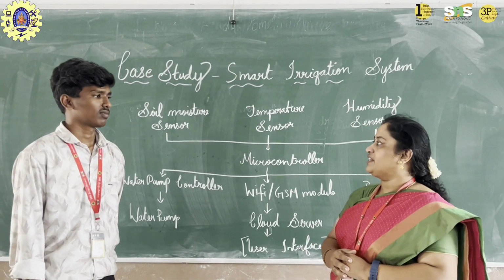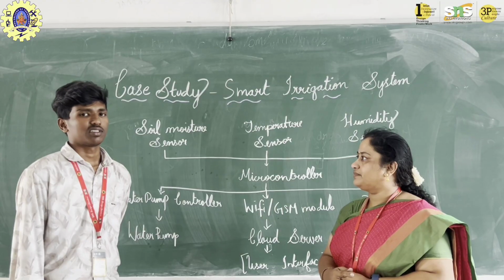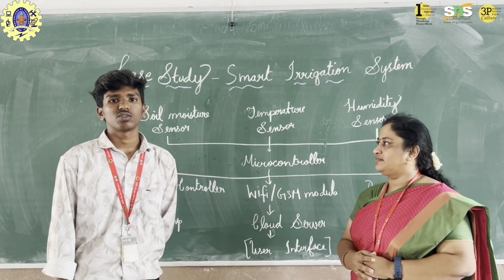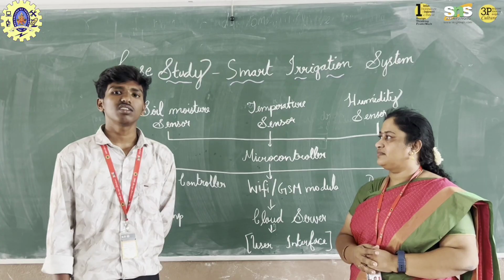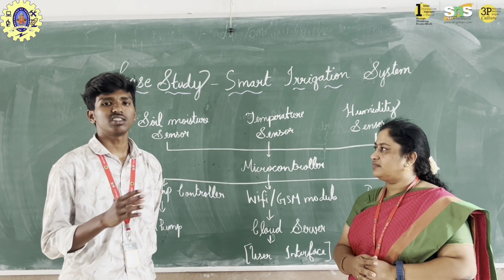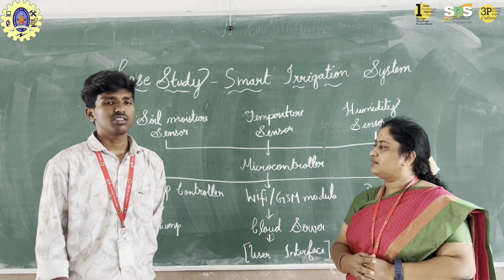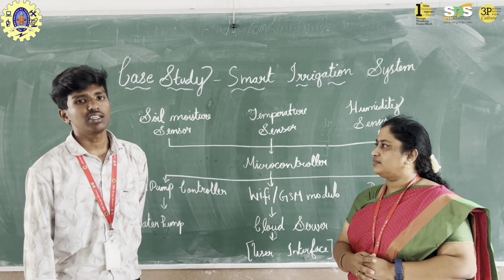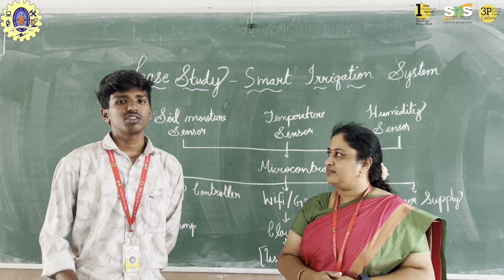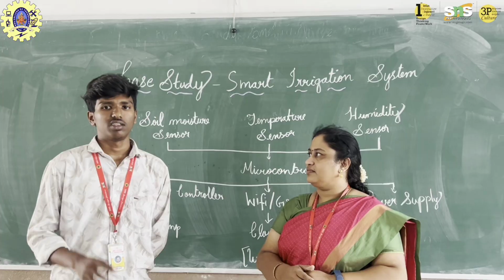Akhilesh, can you tell us the results of this smart irrigation system? The results of the smart irrigation system are, first, water savings. Water is saved by up to 30 to 40% compared to traditional irrigation methods. The second is crop yield. Crop yield is increased by up to 15% over traditional methods. The third is farmers' feedback. Farmers reported ease of use and a reduction in crop failures.